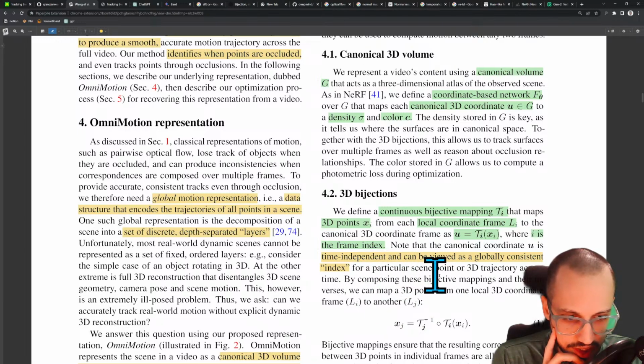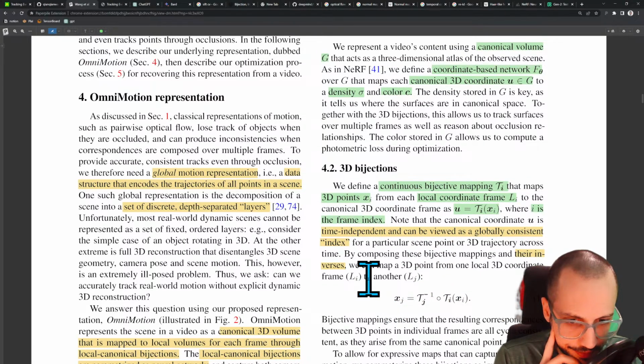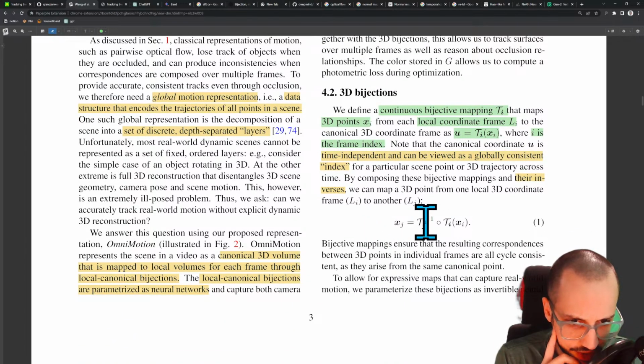By composing these bijective mappings and their inverses, we can map a 3D point from one local 3D coordinate to another. So the keyword here is their inverses, right? Which means that not only are they mapping from x to u, they're also mapping from u to x. Li, Lj, where i and j are both indices to represent the frame. And you have here Tj^-1 times Ti of xi. So what are they showing here in this equation?